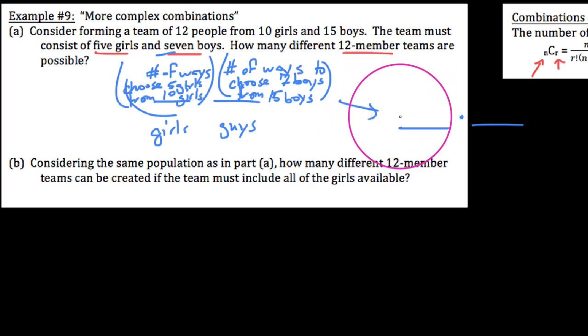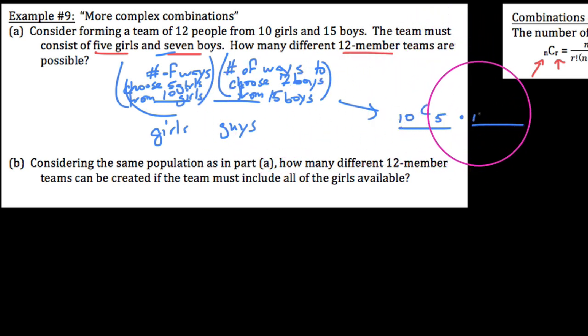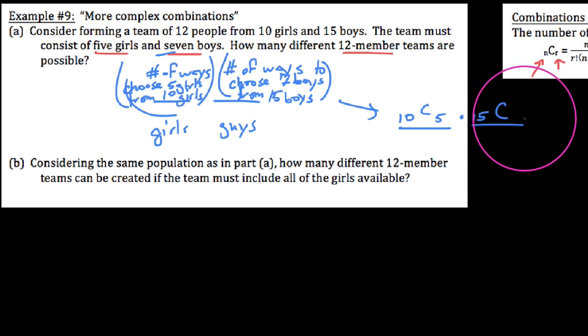What we're going to do is this. I've got 10 total girls. I just want to choose 5. This is the way I would do it. And how many boys exist? Well, we've got 15 total boys. I want to choose only 7 of them.